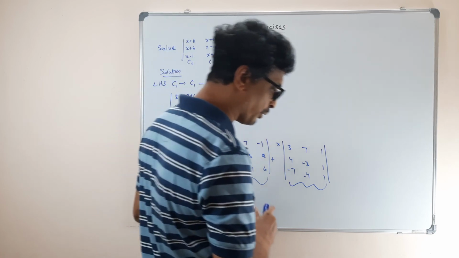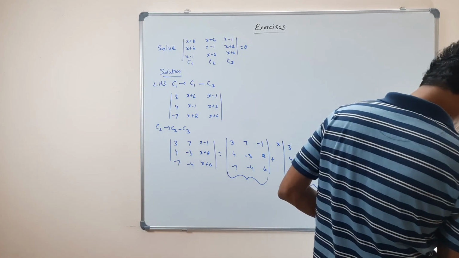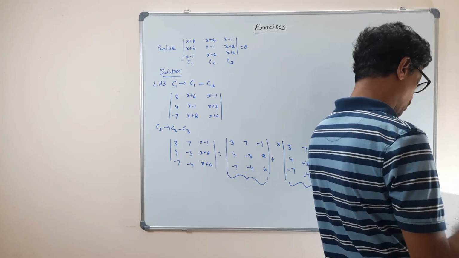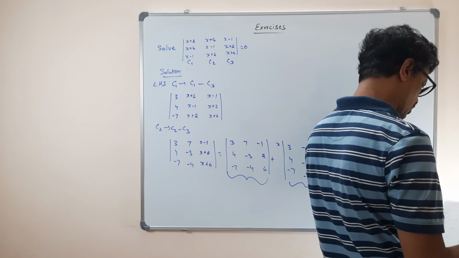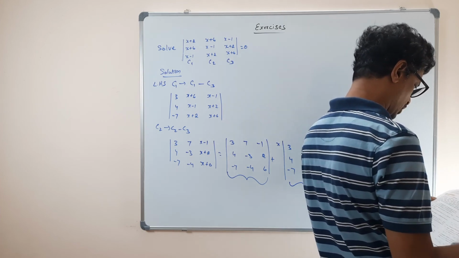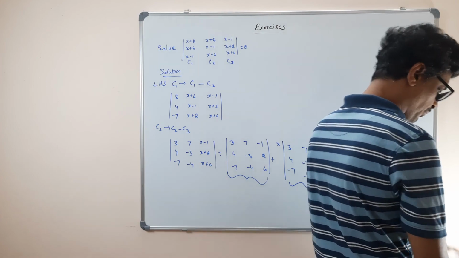So with that I will finish the problems on the properties of determinants. Tomorrow we will see the problems on Cramer's rule and area of triangle. So let us see all those things.